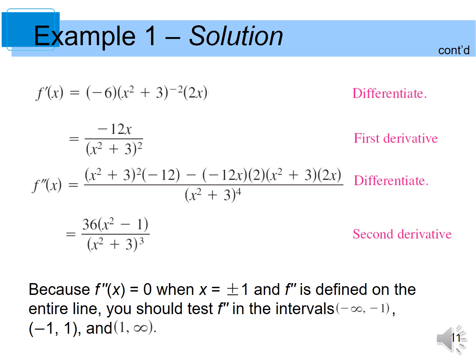Let me show you the number line again. If we have two critical numbers, negative 1 and 1, that means we have three intervals. The first interval is from negative infinity to negative 1, the second interval is from negative 1 to 1, and the third interval is from 1 to infinity.